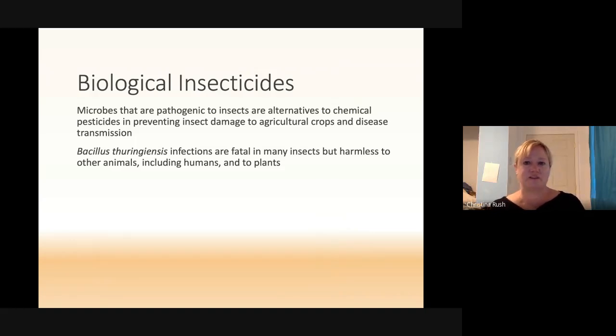So we have biological insecticides. These are microbes that are pathogenic to insects. This is a really cool way to try and keep down these insects that are ravaging crops without having to use pesticides. Microbes are used in many different ways. We use them to clean up oil spills. We use them to clean up lots of waste, but we can also use them to cause infection in insects, but they're harmless to other animals and to plants.